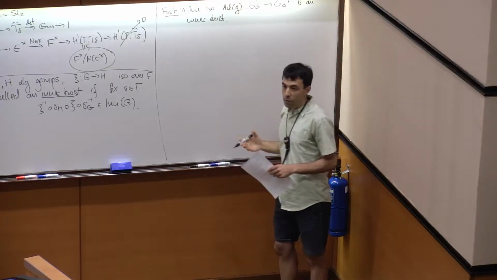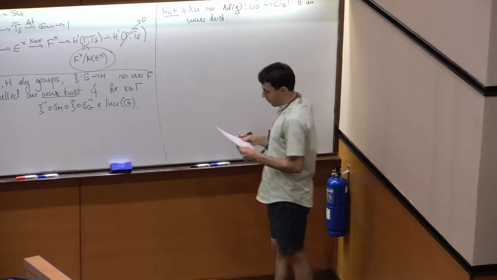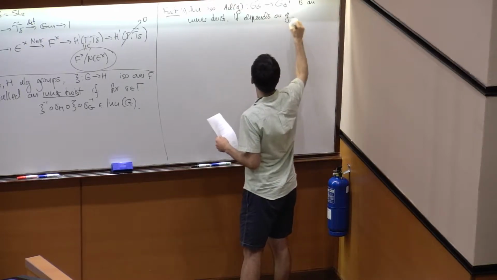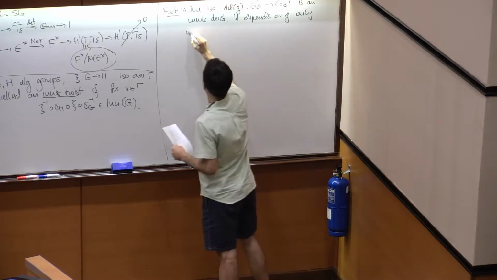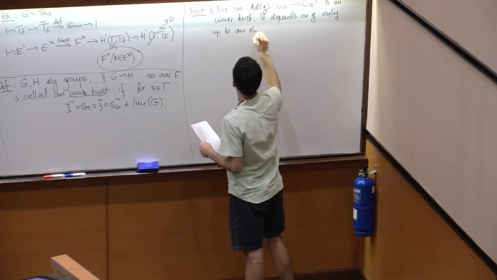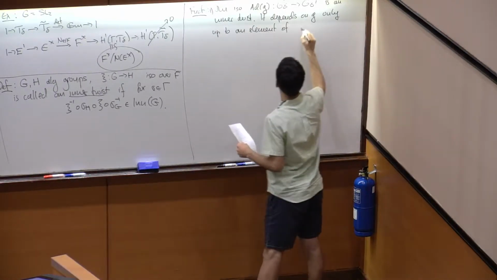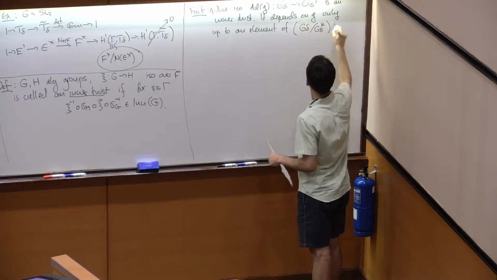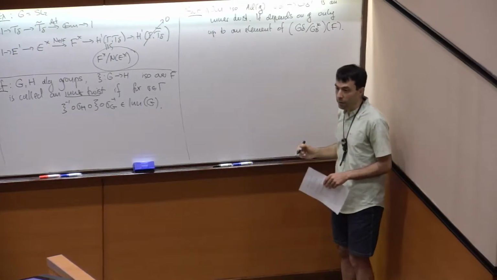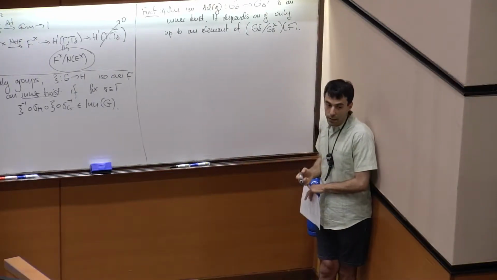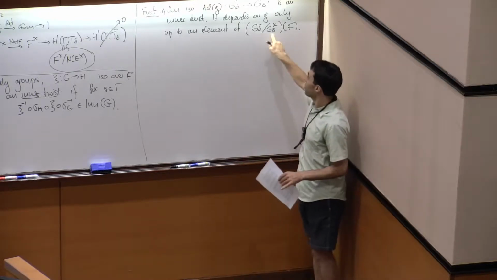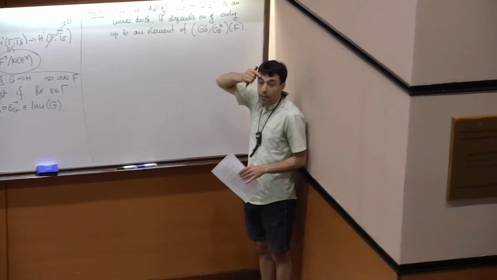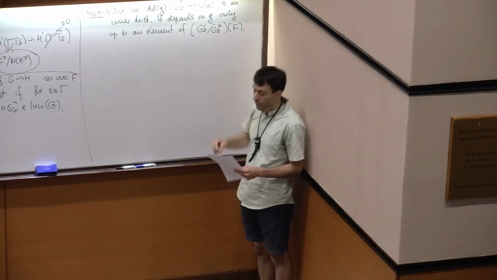Now, it's not true anymore that it's independent of the choice of G, but it depends on G only up to an element of this quotient, G delta modulo G delta star, an F point, which means that if the derived group is simply connected, so that G delta star and G delta are the same, then this inner twist will be independent of the choice of G, but in the more general case, it's actually not.